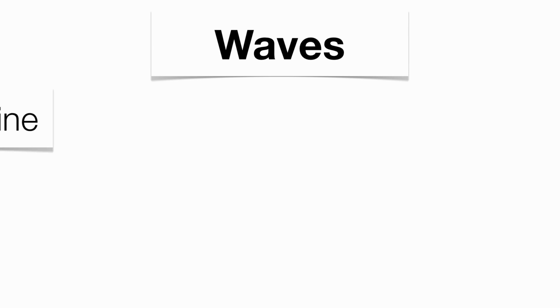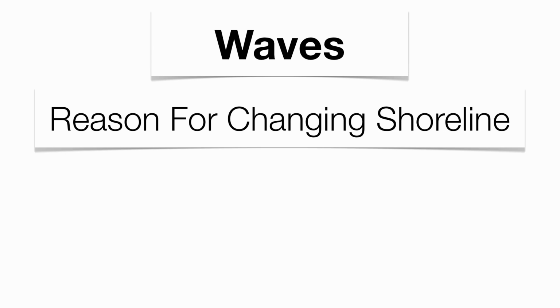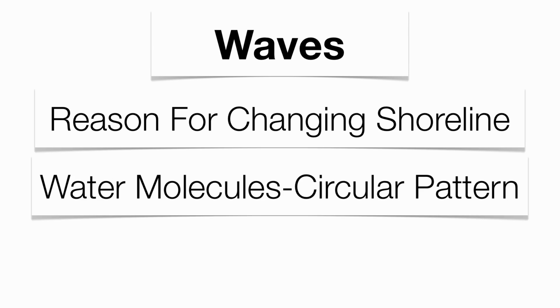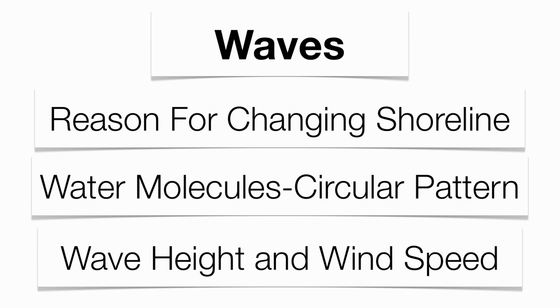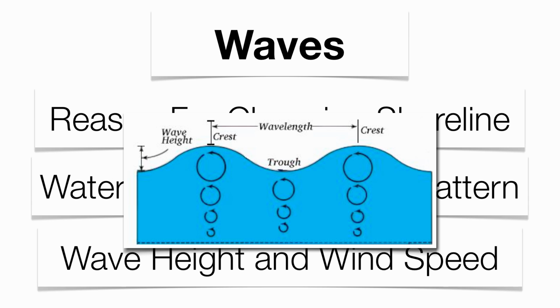Now, waves themselves are important because they're the main reason for the changing shoreline. And waves are going to be created by the circular pattern of the water molecules. The bigger the circular pattern, the bigger the wave is going to be. And essentially, that's going to be associated with wind speed. And we'll talk about the relationship between the two coming up. There's your circular pattern of your water molecules creating your waves.